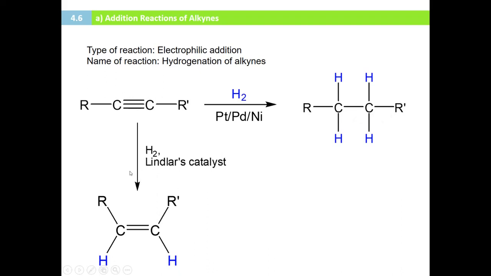And if hydrogen reacts in the presence of Lindlar catalyst, your triple bond will reduce to a double bond. But the configuration of the product is a cis configuration. Cis configuration because we observe 2 same groups at the same side of the carbon-carbon double bond.